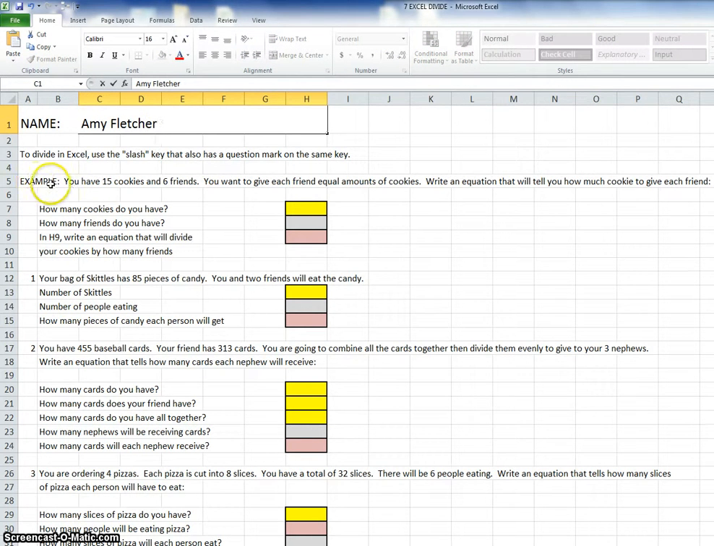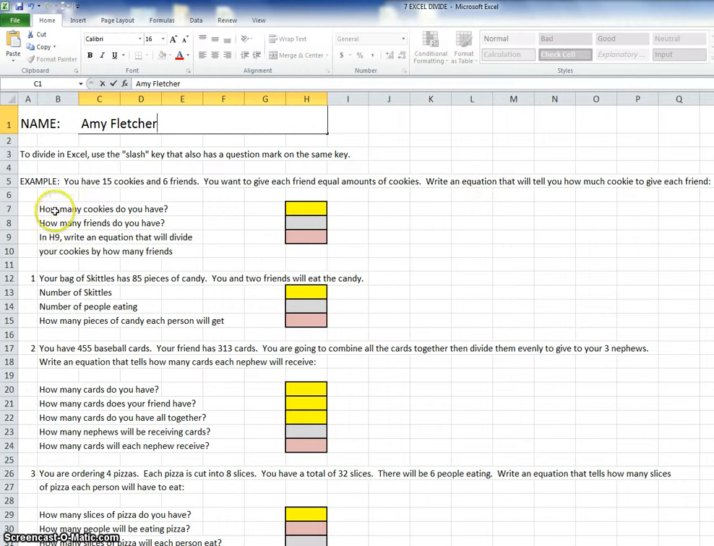Okay, now example, this is just an example one. You have 15 cookies and 6 friends. You want to give each friend equal amounts of cookies. Write an equation. That should set off alarms in your brain saying it's going to start with an equal sign. Write an equation that will tell you how much cookie to give each friend.